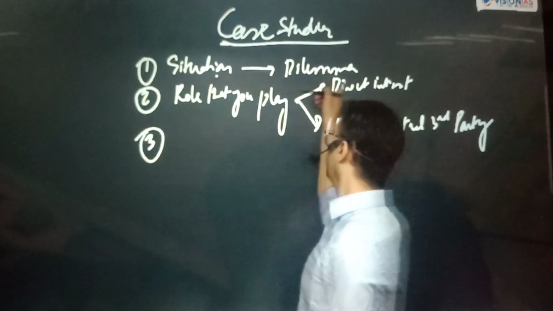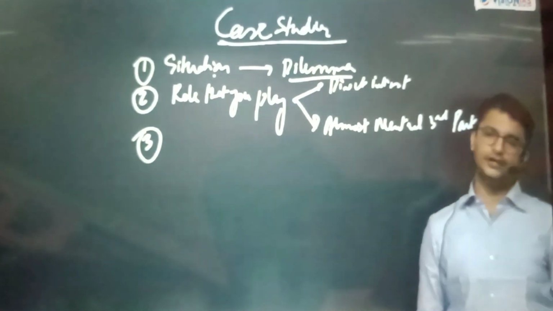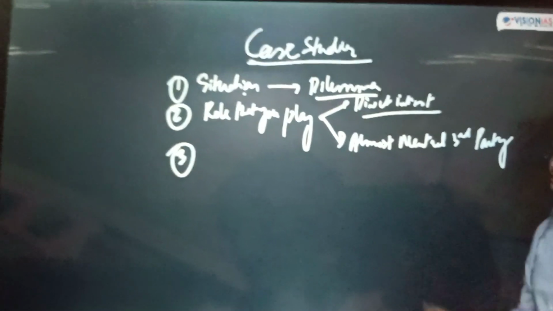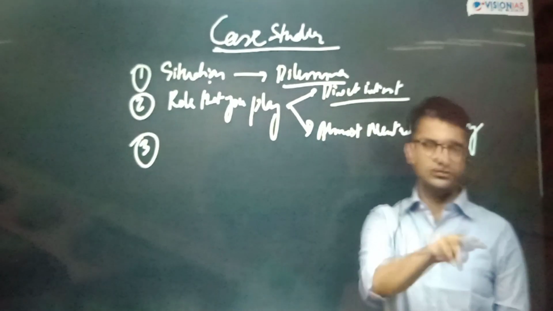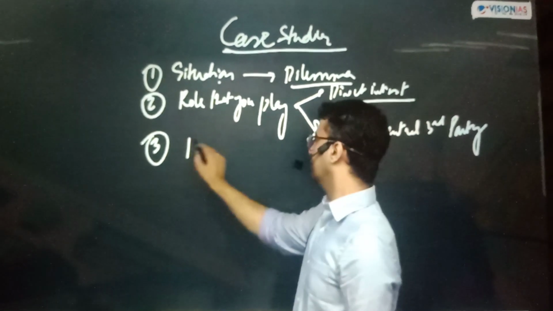A situation in which there is a dilemma, meaning some conflict which is there, and you have been asked to resolve it. When you resolve it, there are two possibilities. Either you have some direct interest, meaning you are part of this dilemma situation, or you are some almost neutral third party. For example, you are government or state, where you are expected to resolve conflict among two parties. How do you resolve this? You have to resolve this dilemma.